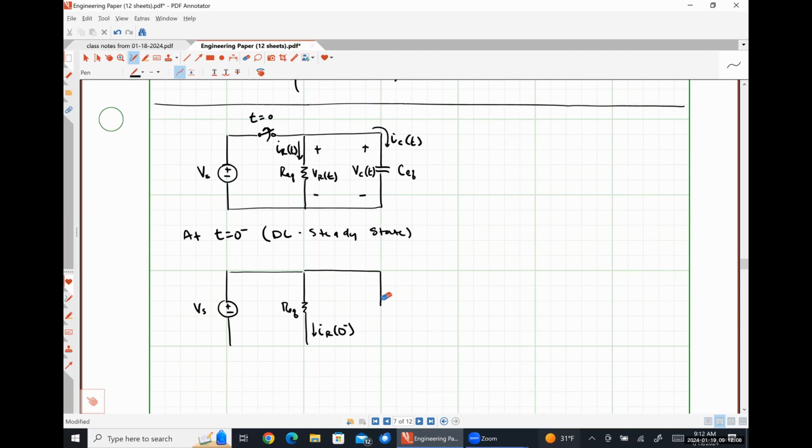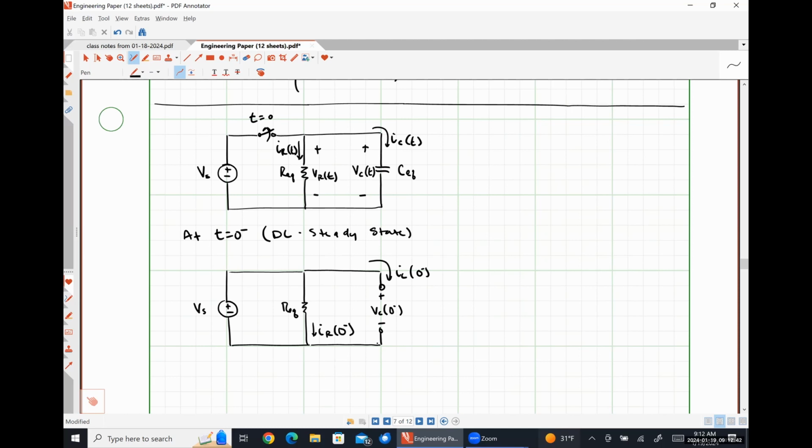Sorry, my capacitor should look like an open circuit. So here's VC at 0 minus. Here's IC at 0 minus. I'm choosing not to worry about my resistor voltage because it's pretty obvious that my resistor and my capacitor are connected in parallel. So if I can solve for my capacitor voltage, I'm solving for my resistor voltage too. So that's just one less thing I'm going to have to continue to write down.